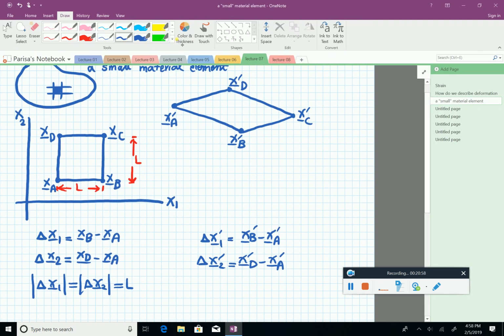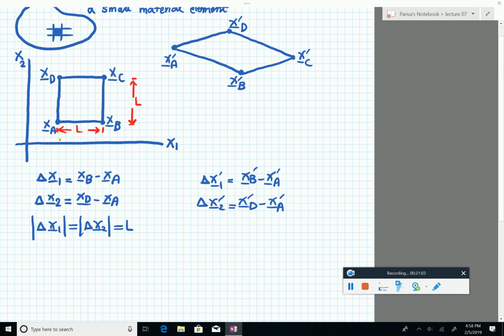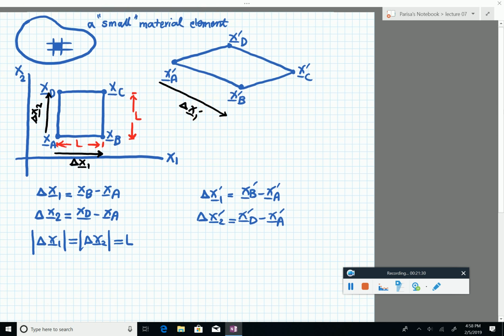And it's useful to draw this to show that. So this is delta x1, it's a vector. And the same with delta x1 prime and delta x2 prime.